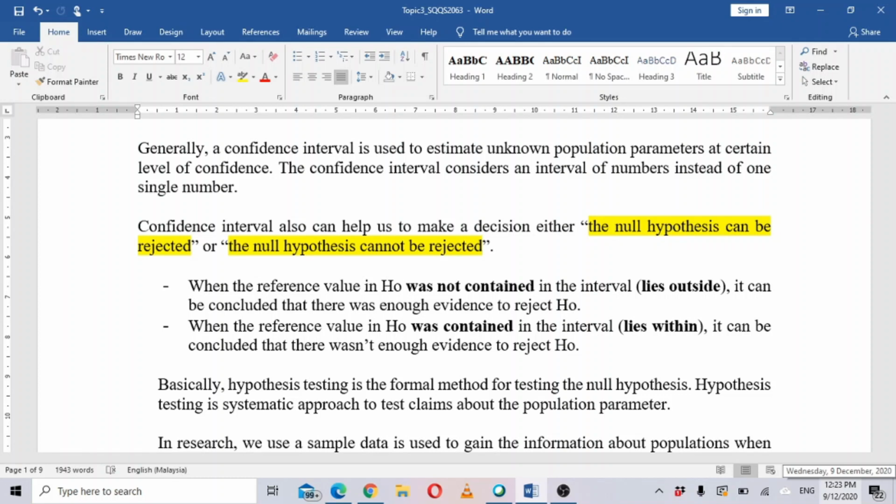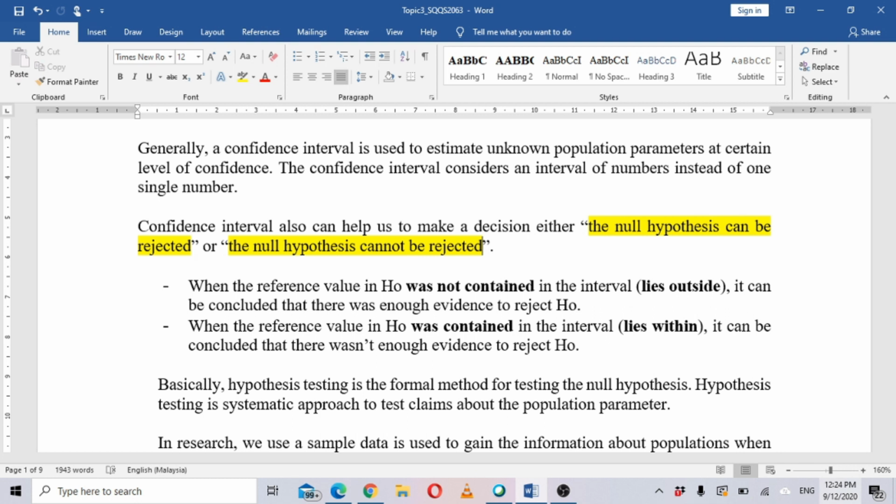Actually, confidence interval also can help us to make a decision. Either the null hypothesis can be rejected or the null hypothesis cannot be rejected. When the reference value lies outside the interval, it can be concluded that there was enough evidence to reject H0. Otherwise, when the reference value in H0 is contained in the interval, lies within the interval, it can be concluded that there was not enough evidence to reject H0.